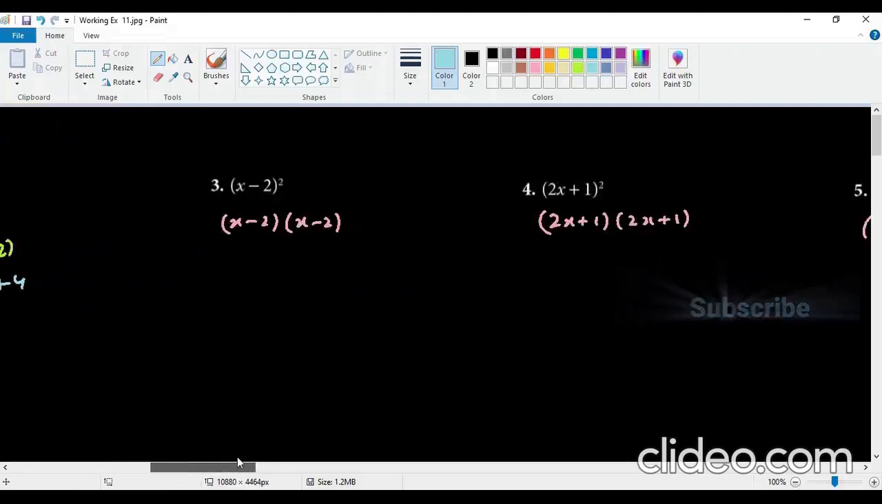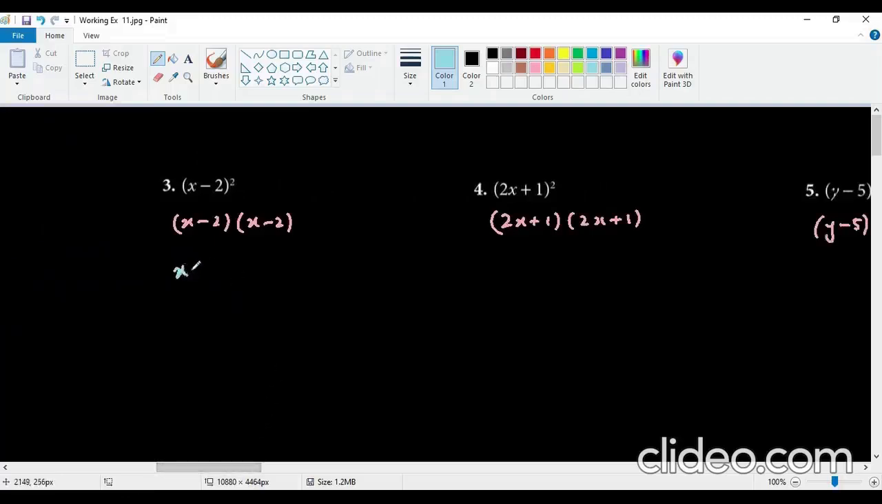For question number 3, x minus 2 is going to be multiplied by x minus 2. So to make it easy, I am going to write this way. X will be here and minus 2 will be here. So this is going to give you x square minus 2x minus 2x and plus 4. So x square minus 4x plus 4 is going to be your final answer.